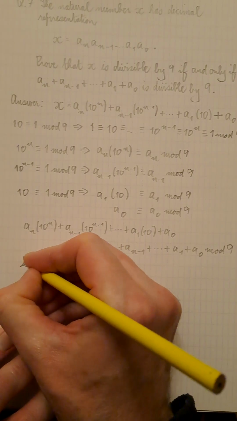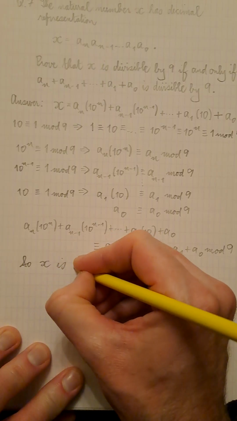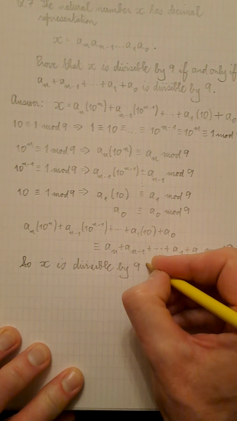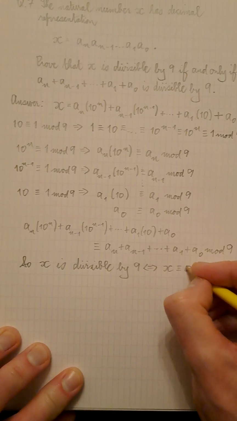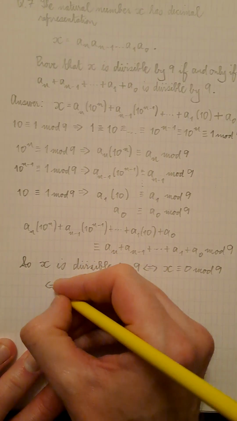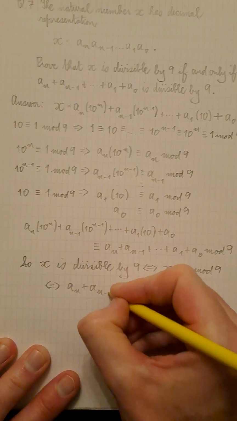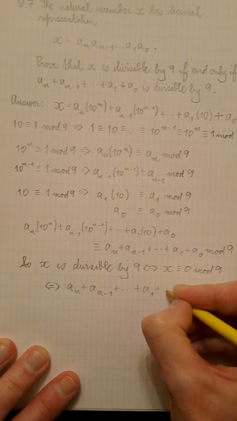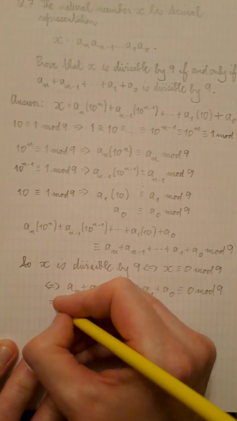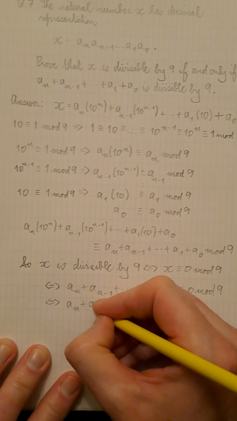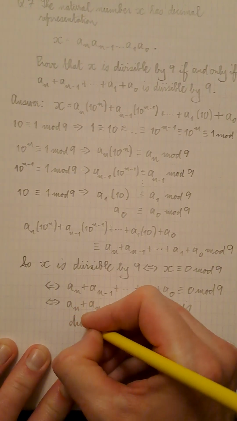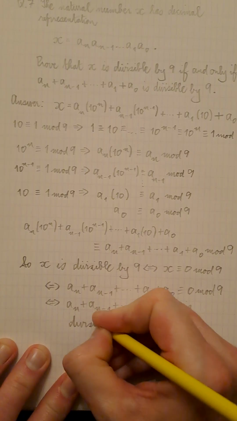So x is divisible by 9 if and only if x is congruent to 0 mod 9, if and only if a_n plus a_{n-1} plus down to a_1 plus a_0 is congruent to 0 mod 9, if and only if the sum of the digits of the decimal representation of x is divisible by 9.